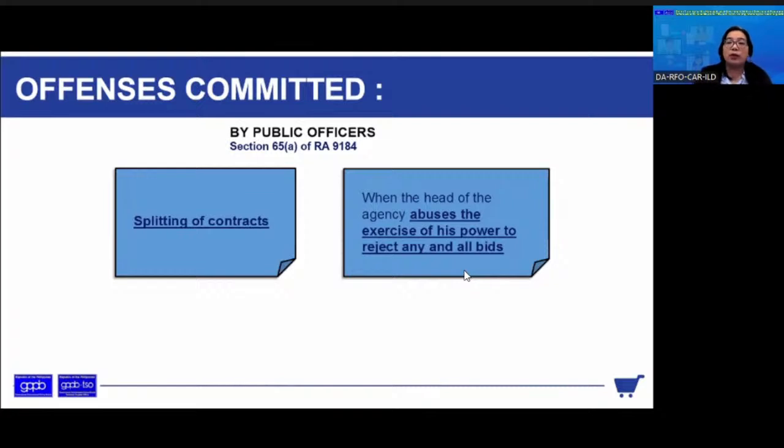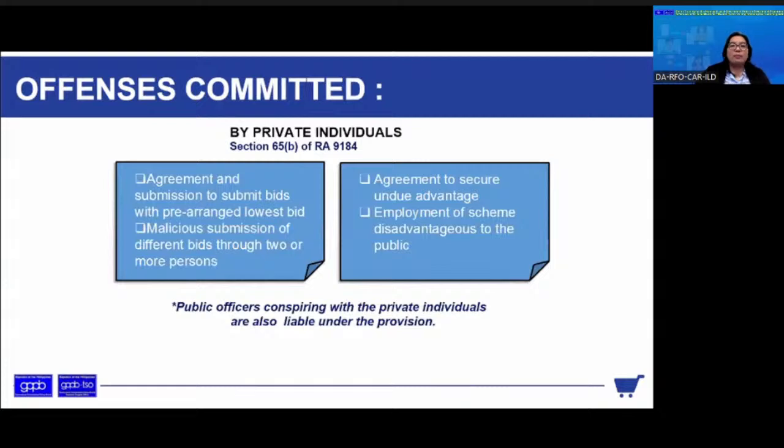For no cause at all, he just doesn't like that bidder, or maybe he has grudges against that bidder in the past, personally or otherwise, then it becomes an offense that is committed by the public official. Okay. So what about private individuals? What are the offenses that are committed by private individuals?